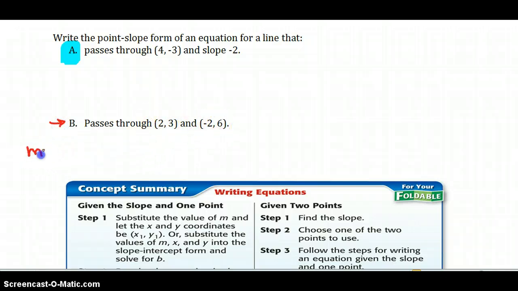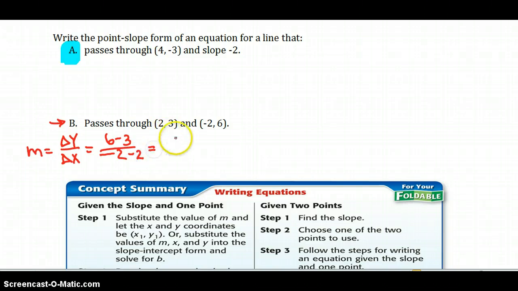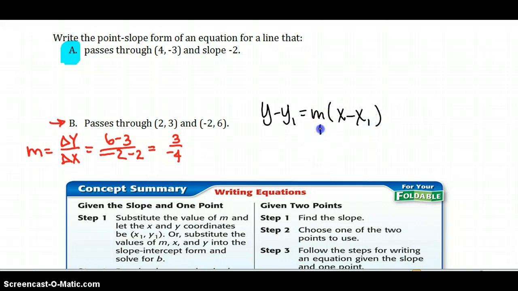So the first thing I have to do is find the change in y over the change in x. And that's going to be 6 minus 3 over negative 2 minus 2. And that's going to give me 3 over negative 4. So there's my slope. So I need a point to do point slope. Let's review the formula. y minus y sub 1 equals m times x minus x sub 1. So now I've found slope. My slope is negative 3/4.